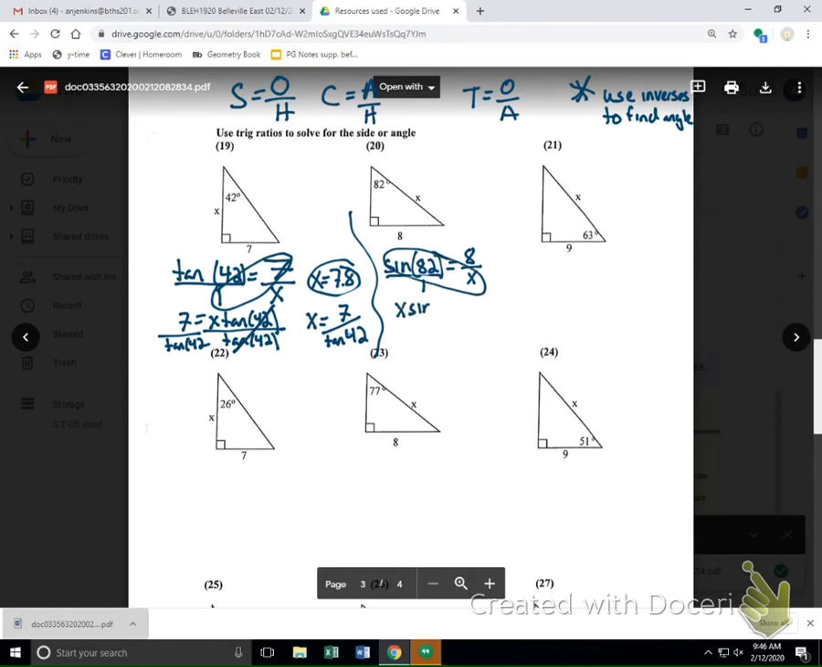X sine of 82 equals 8. We want to get x by itself. What do I have to do? Divide by sine of 82. X equals 8 over sine of 82. You're going to put it in your calculator as is. 8 divided by sine of 82. 8.1.